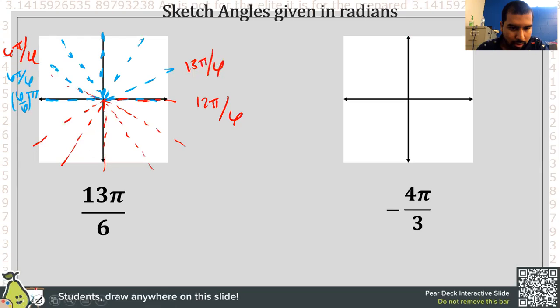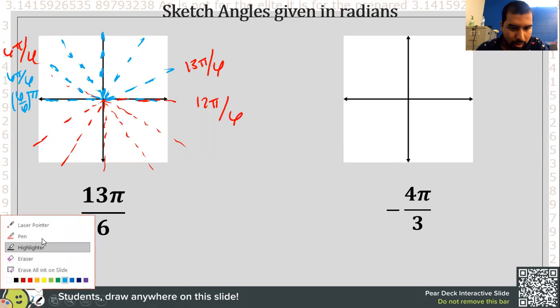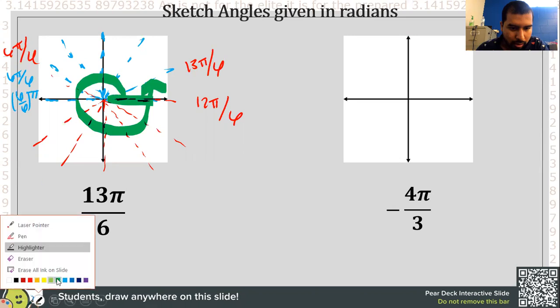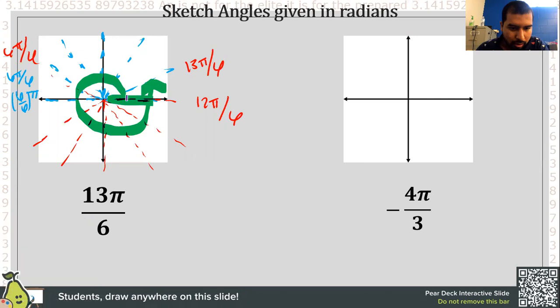So if I do it with my handy dandy highlighter, I can see that. I'll do it with green. I can see that from here it went a full revolution and a little bit more. And I'll do it in, let's see, what color did I not use? Purple. So our answer should be this right here. Keep in mind it did a full revolution, right?